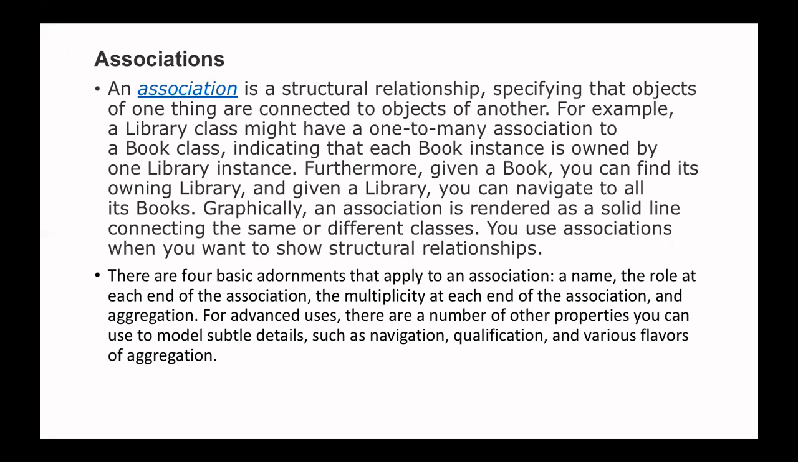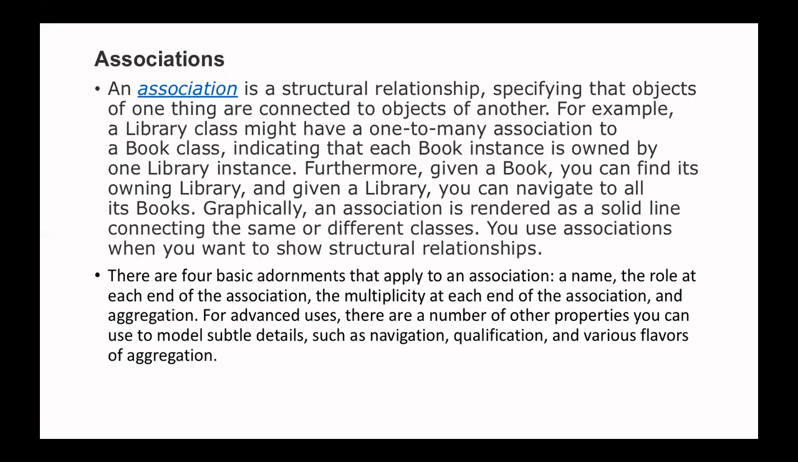Now moving to the association. An association is a structural relationship specifying that objects of one thing are connected to objects of another. For example, a library class might have a one to many association to a book class, indicating that each book instance is owned by one library instance. Furthermore, given a book, you can find its owning library, and given a library, you can navigate to all its books. Graphically, an association is rendered as a solid line connecting the same or different classes.